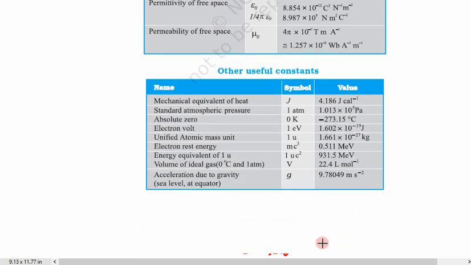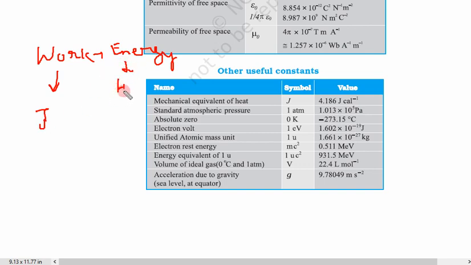Now other useful constants, let us have a look at these as well. Now what is joule? Joule and calorie. So mechanical equivalent of heat. There is one problem. Right now we know that work can be converted into energy. So work is measured in joule, and we know heat is a kind of energy. So initially heat was measured in calories, but right now we know work and energy can be converted into each other.